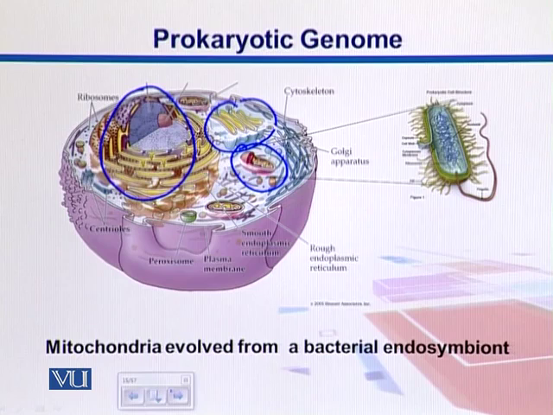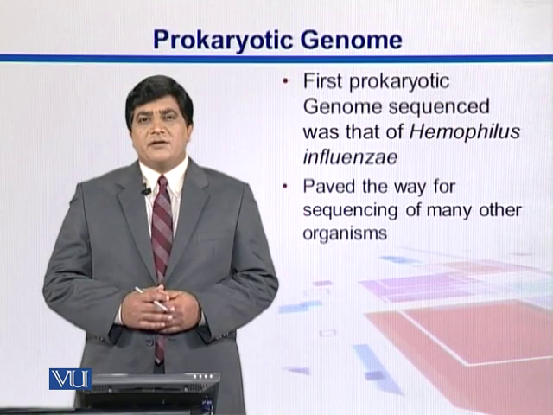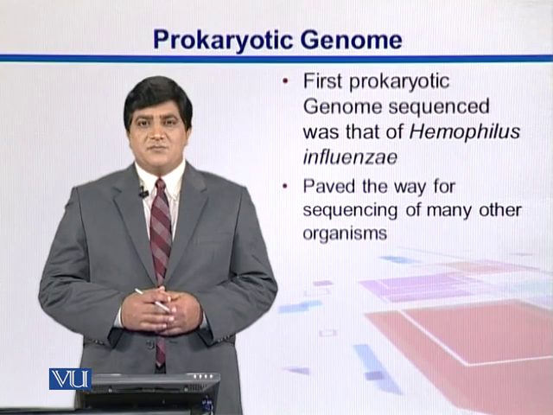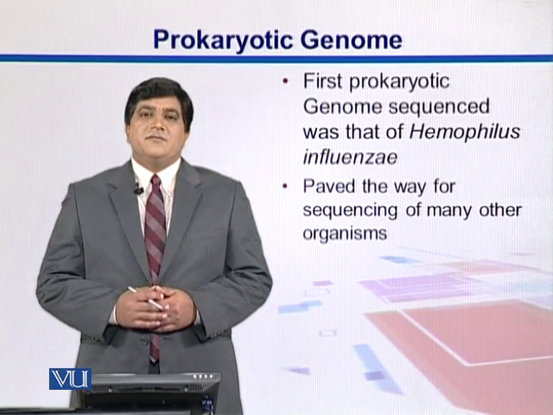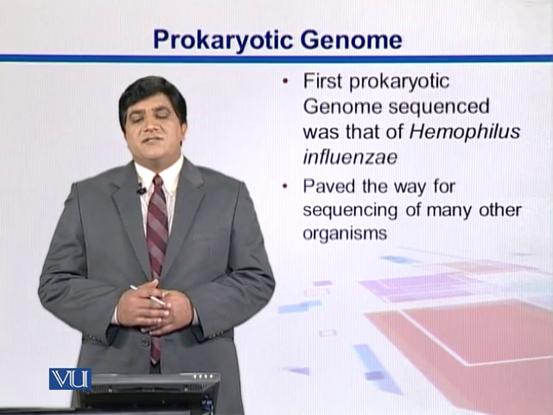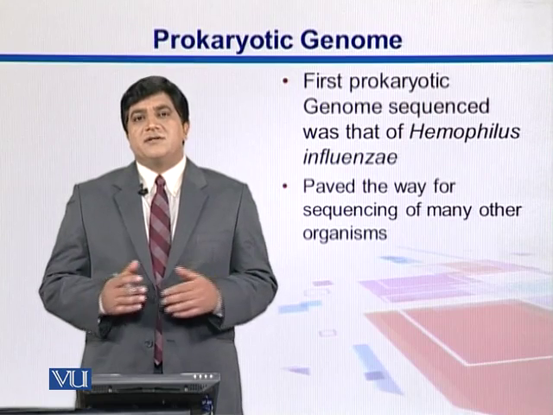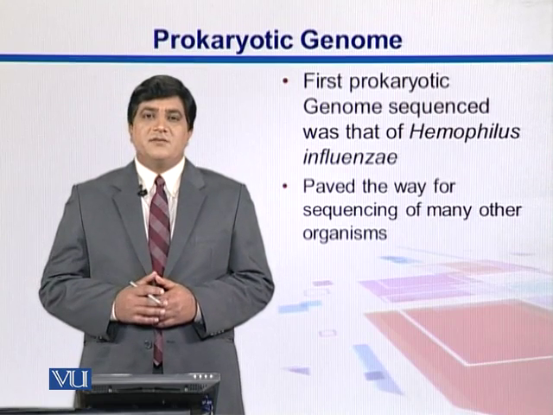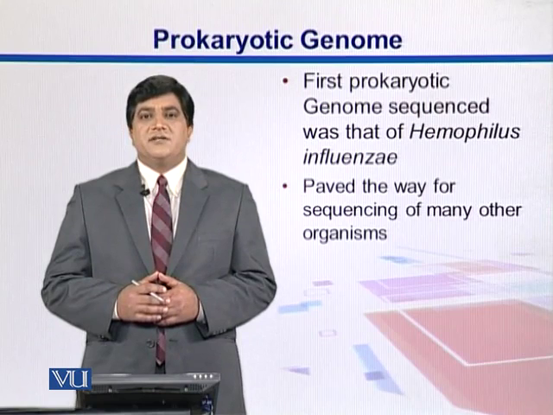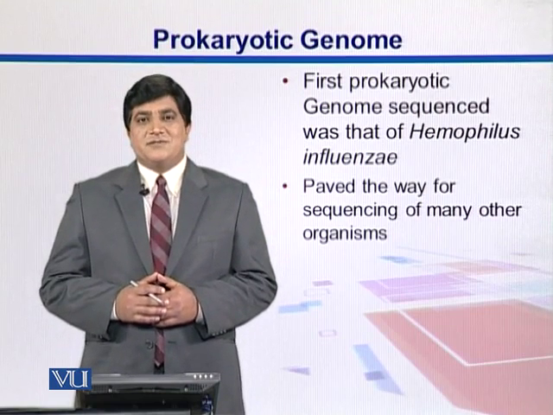Here is a comparison between the sizes also. Eukaryotic cells are complex and bigger than prokaryotes. The first prokaryotic organism that was sequenced was Haemophilus influenzae. We have seen that in a previous section. That was the organism that was sequenced at a relatively moderate cost and with an efficient pace, and it paved the way for sequencing of the other organisms. So the study of those prokaryotic organisms is important.